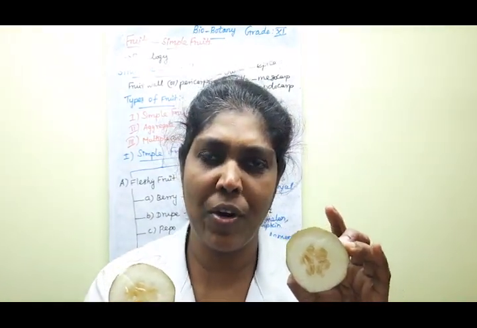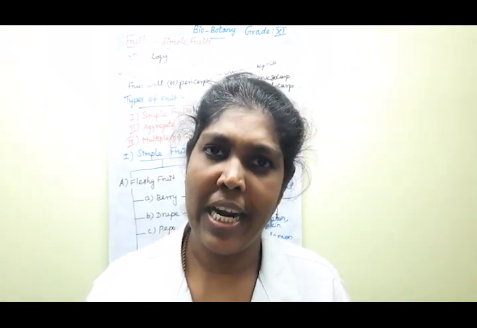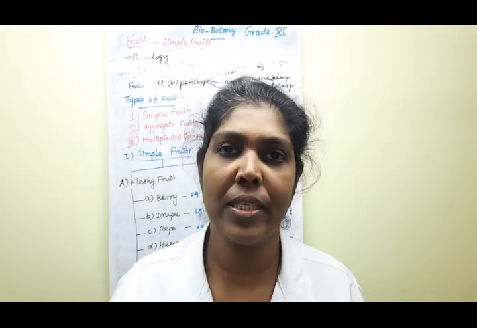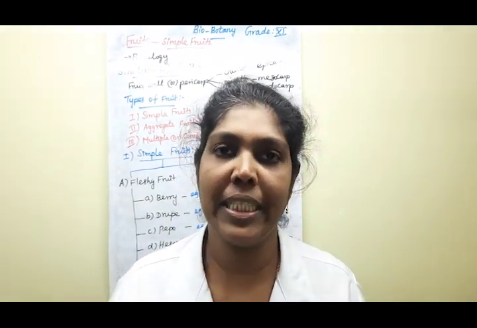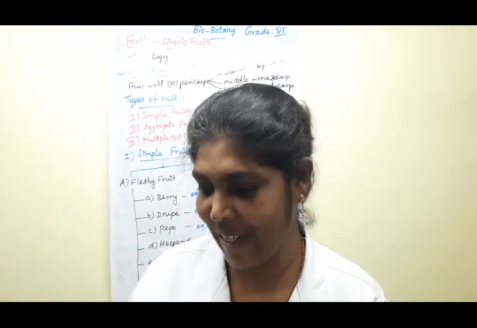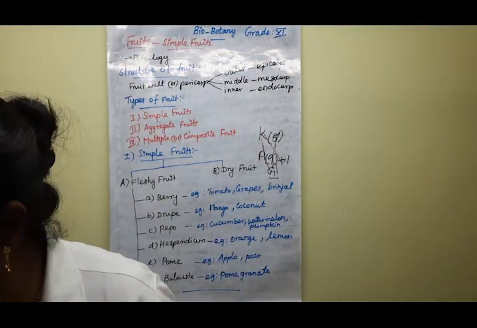Can you say some of the examples of the pepo type of fruit? Very good. Cucumber, pumpkin, watermelon, isn't it? Bottle gourd. These are the plant specimens, the fruits that come as examples of this pepo type. Clear? Say yes or no? Yes. Good. Very good. Next one we are going to learn about is the Hesperidium.